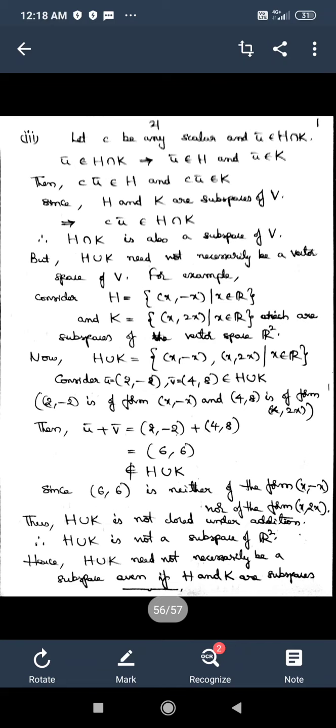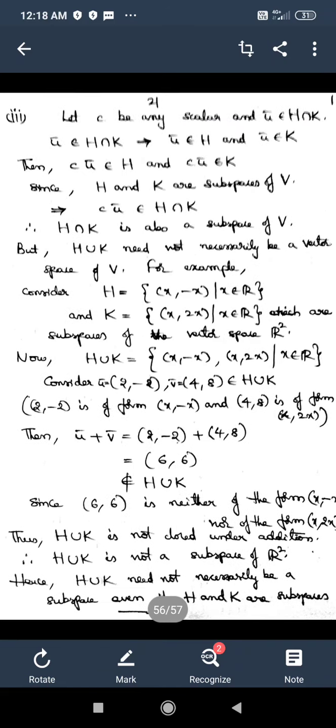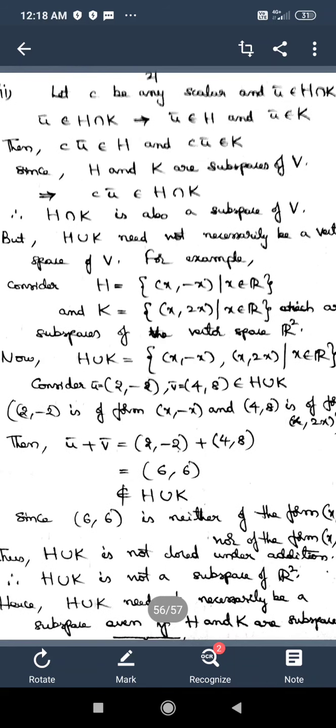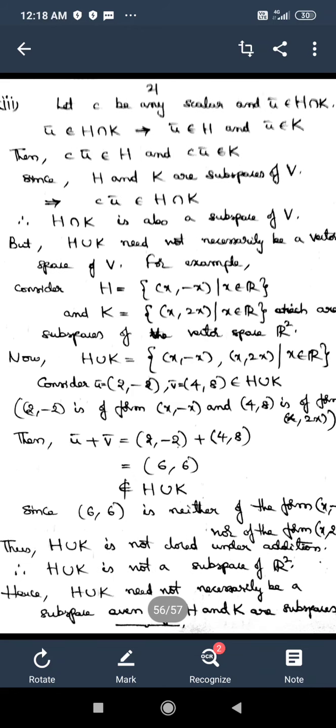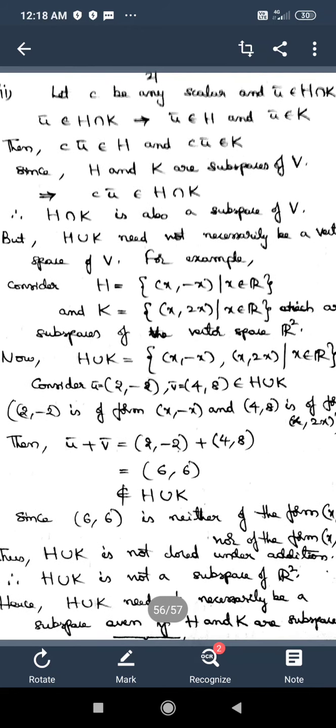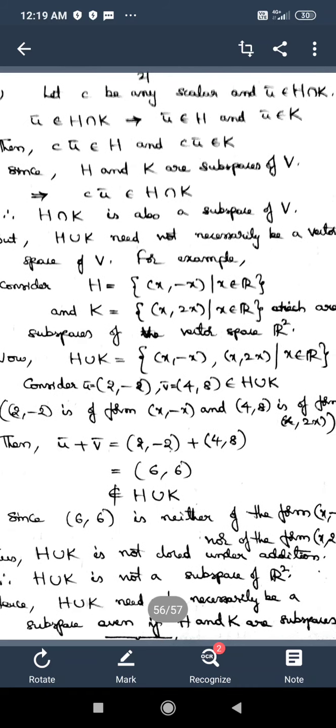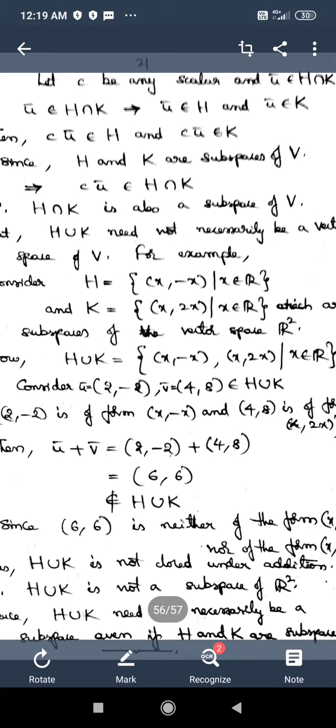Now moving on to the third condition, which is scalar multiplication. To verify it in the set H intersection K, we need a scalar C and a vector u bar, so let C be any scalar and u bar belong to H intersection K. As we saw in condition 2, if some element belongs to H intersection K, then it should belong to both the sets H and K.